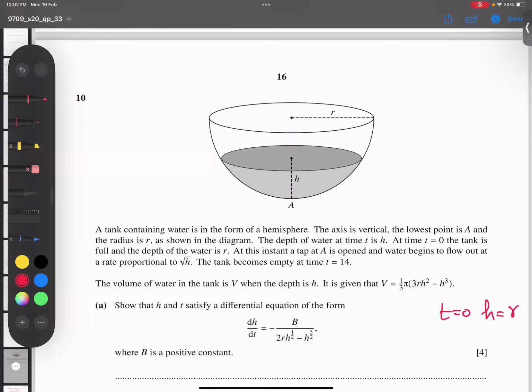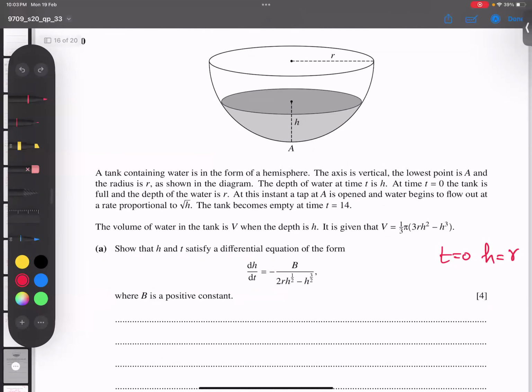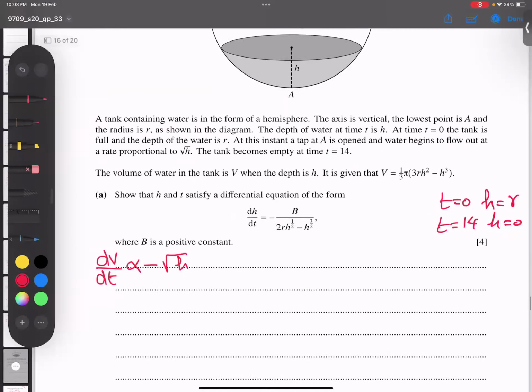He said that at an instant the tap at A is open, water is leaking and begins to flow out, proportional to root of h. So I can say here dV/dt is proportional to negative root of h. Why do I put negative? Because it's flowing out. And the tank becomes empty when t is 14. So when t is 14, h becomes 0. This data is very important to use.